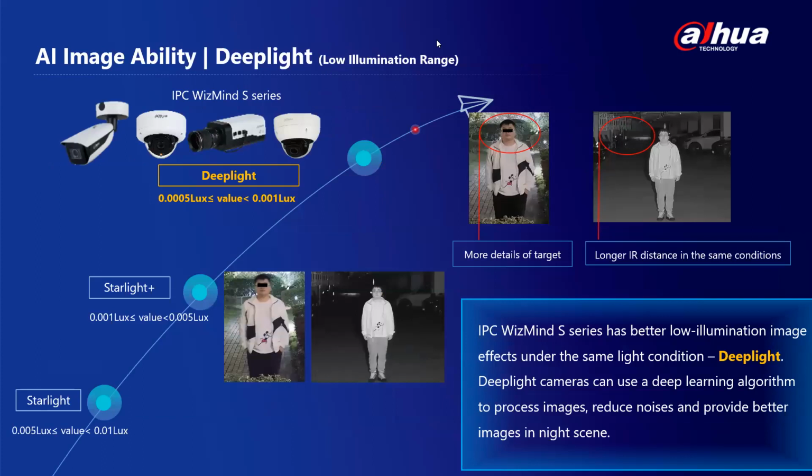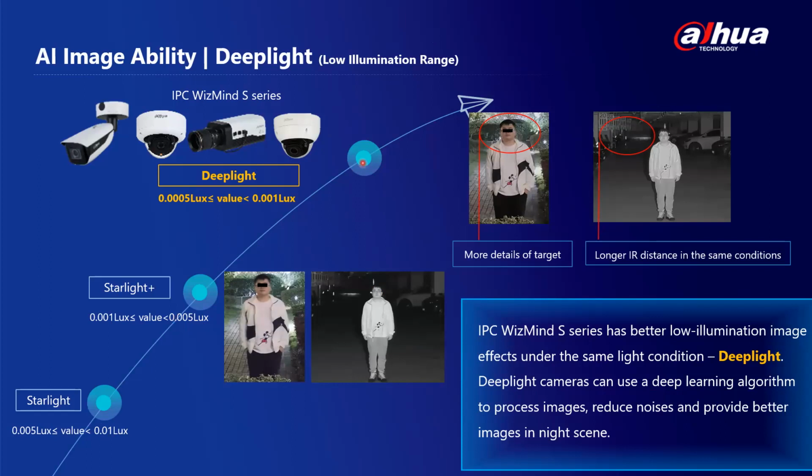So the Deeplight function for more low illumination effects. These are the different lux values and the different functions that have been upgraded upwards until you got to the Deeplight function. In this case, we have the starlight function, which has been upgraded to a starlight function that supports different lux values. Then from the starlight functions, we have the Deeplight function.